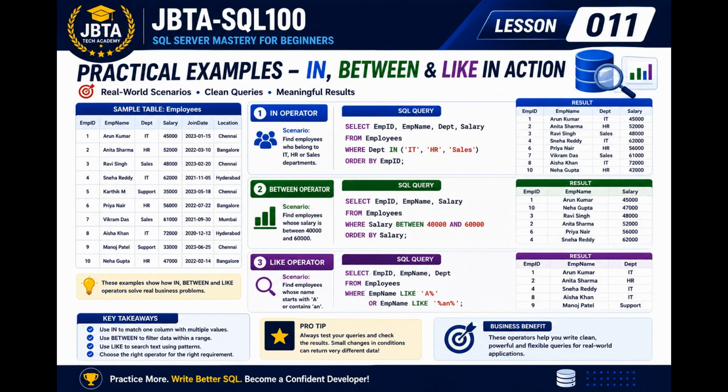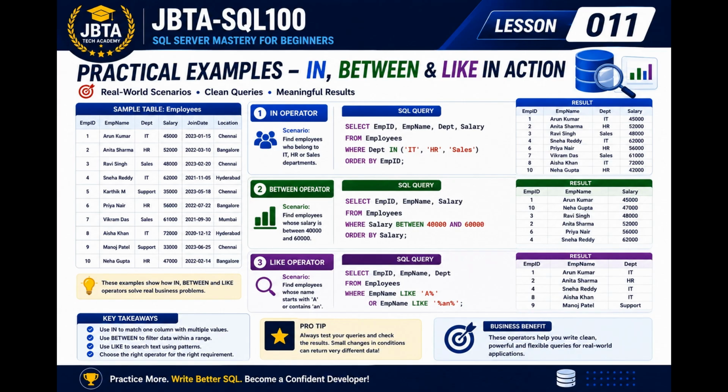Imagine you're developing an employee management system. Your manager wants a report showing employees from the IT, HR, and sales departments. Instead of writing multiple OR conditions, you can use the IN operator. The query becomes shorter, cleaner, and much easier to understand.